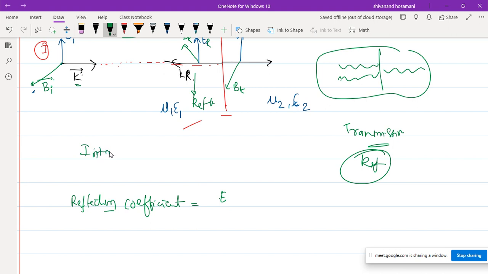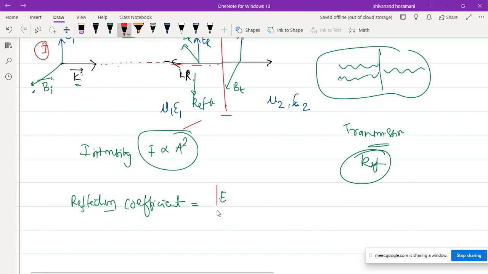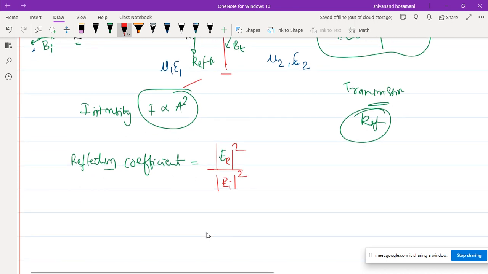Intensity, to define, I is always directly proportional to its amplitude squared. Therefore, what we do is mod of reflected squared divided by mod of incident squared. That is called the reflection coefficient, we define it like that. If we calculate it neatly, we get n2 minus n1 divided by n2 plus n1, whole to the power of square.